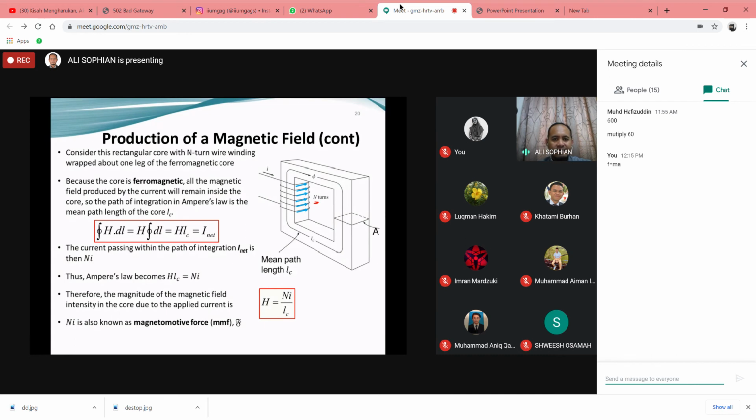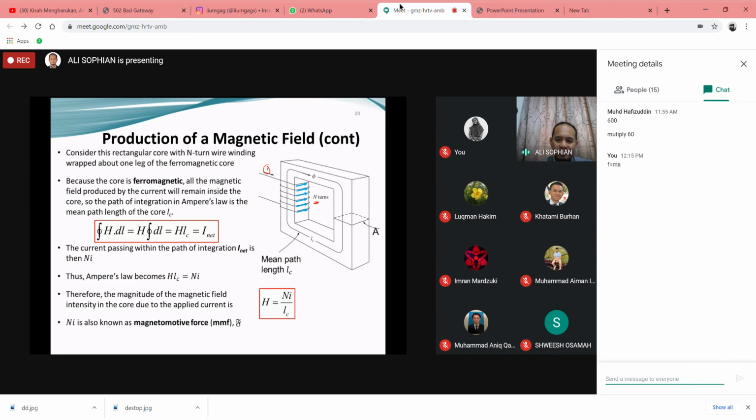Right, and then we drive current into the coil. The current is flowing through this coil. Because the core is ferromagnetic, all the magnetic field produced by the current will remain inside the core. The current flowing inside the coil will generate a magnetic field.